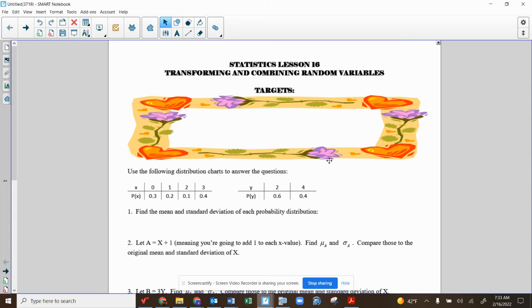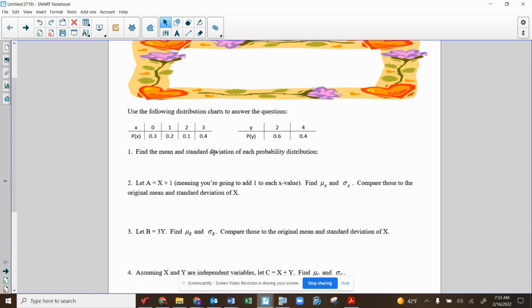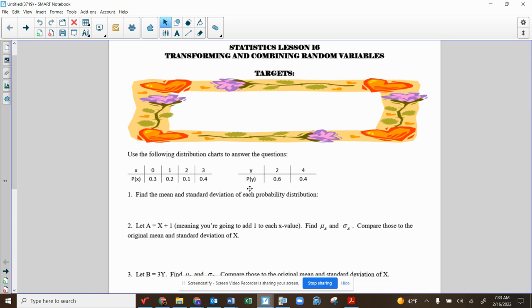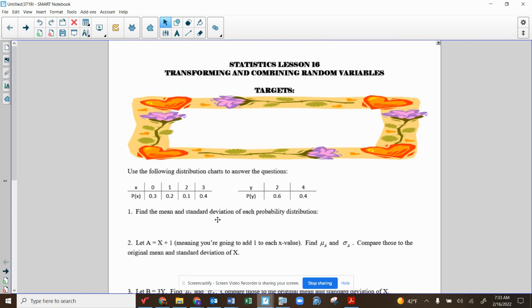All right, Unit 4, Lesson 16. It's called Transforming and Combining Random Variables. So what we're going to do here is take the probability distributions that we did in the previous lesson, Lesson 15, and we're going to take the x values and do stuff to them, like increase them by 1, or multiply them by 3, and see what happens with those.